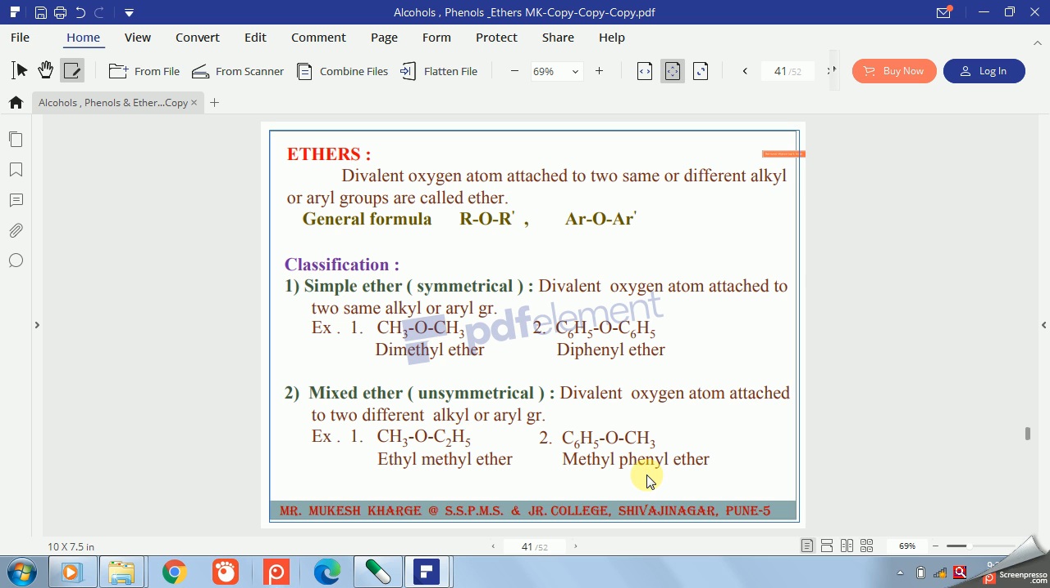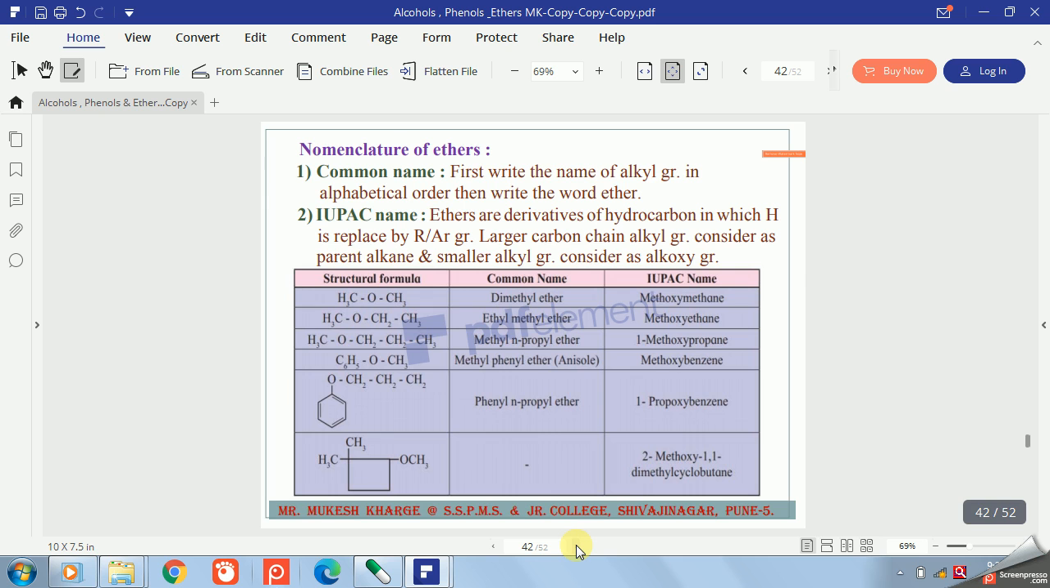Now we go towards the nomenclature of ethers. So common names, how to write the common names? Simple ethers are named as dialkyl ethers or diaryl ethers. The common names of mixed ethers are obtained by writing the names of alkyl or aryl group as separate words in alphabetical order followed by the word ether.